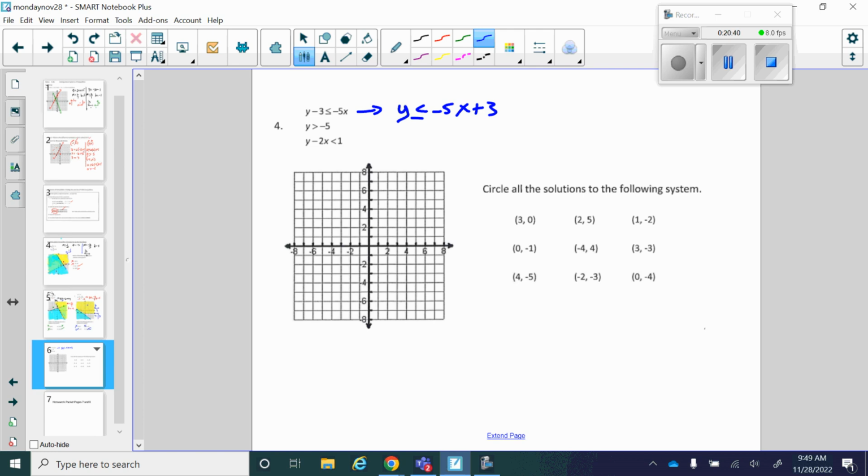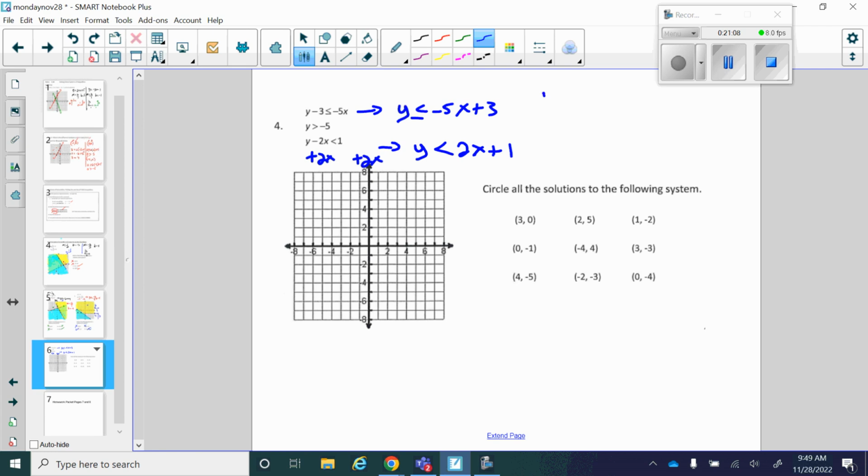For this one too, I've got to add plus 2x on both sides. All right. I had plus 2x on both sides, so that's going to give me now y is less than 2x plus 1. All right, let's do the first equation now.